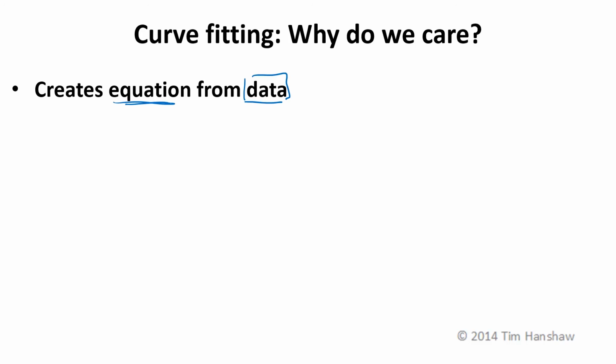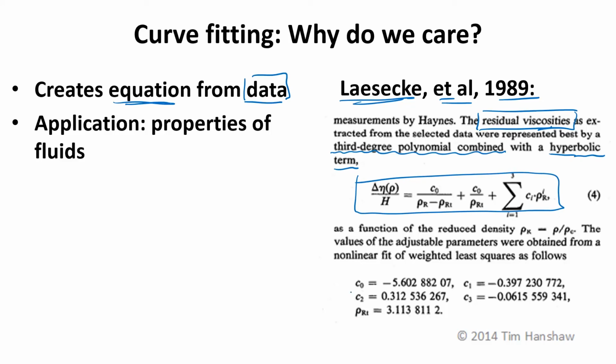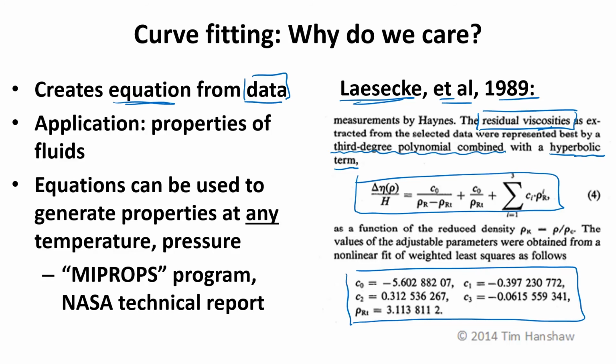One area where this approach is commonly used is in characterizing fluid properties. For example, in this reference, they're finding viscosities of oxygen. They decided that that was best represented by a third-degree polynomial and a hyperbolic term of this form. Once they did that curve fitting, they got these coefficients. Now, once you've got this equation, you can use those to generate properties at any temperature and pressure. For example, there's a program called MyProps that was developed with NASA funding, which is what I used to generate fluid properties when I worked at a rocket engine company called Rocketdyne.